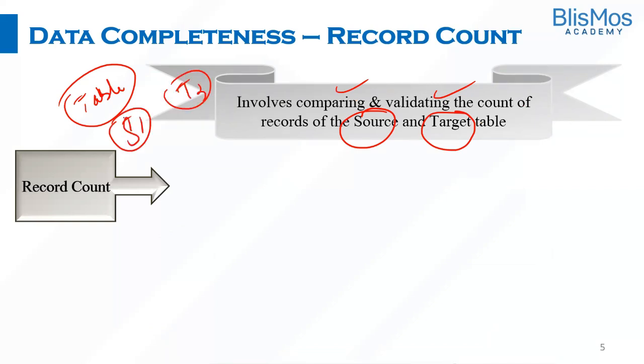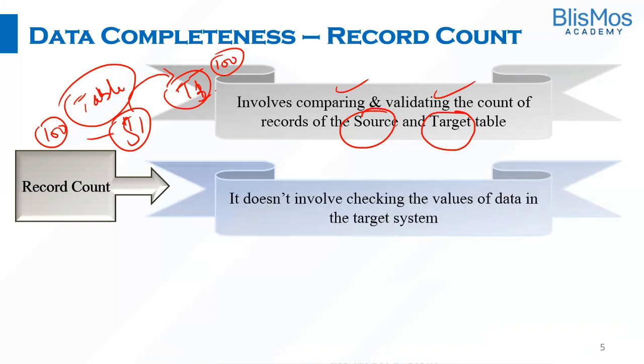Assuming that we have a table S1 and table T1, the data has been moved from S1 to T1, source to target one. Assuming that we have 100 records here, and if there are no filtering of the records, all the 100 records need to be found in the table 1, that is target 1. We'll test that by a record count. But remember, a record count will not verify the values. We are just validating the number of records. But the emphasis here is not on the values.